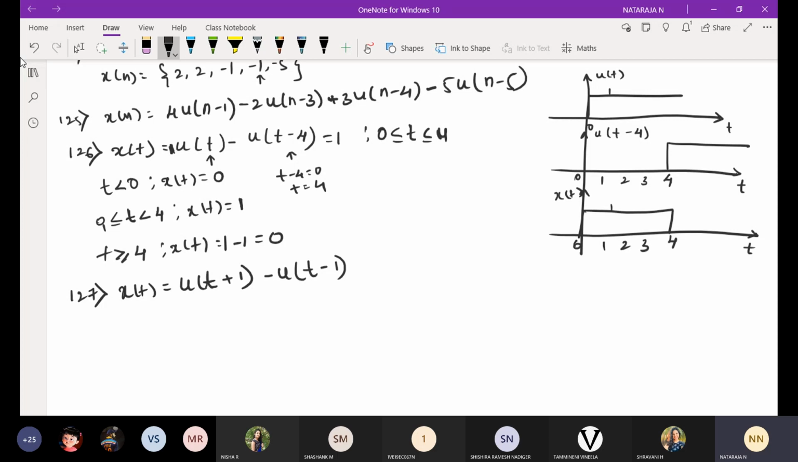This is simple. You can cross check with respect to the graphical representation. If it is two or more signals with different amplitudes, you can go for the formula method. Then you can sketch the signal x of t finally.